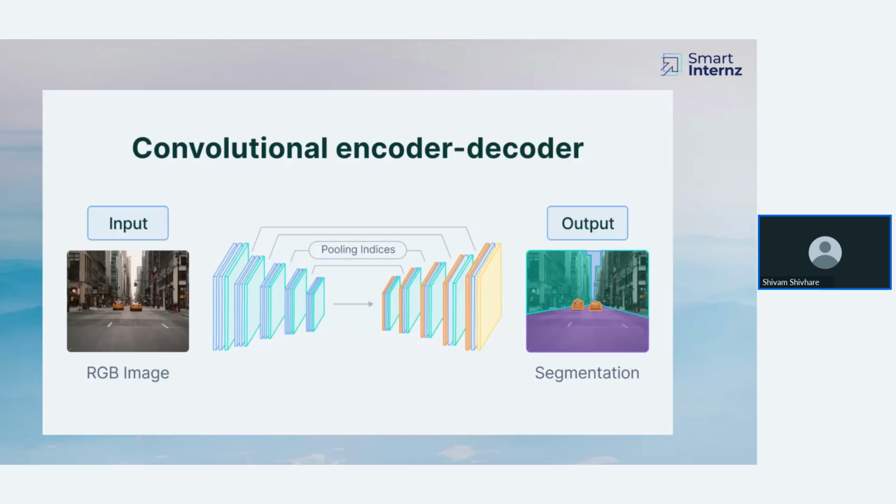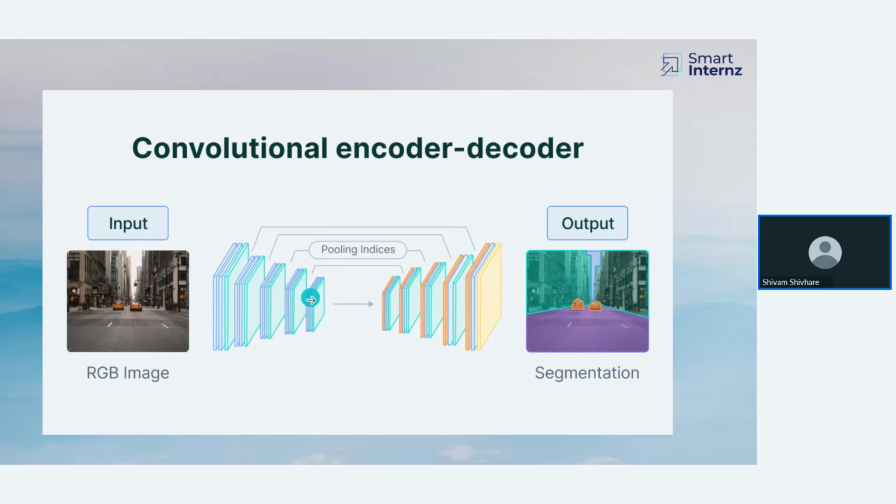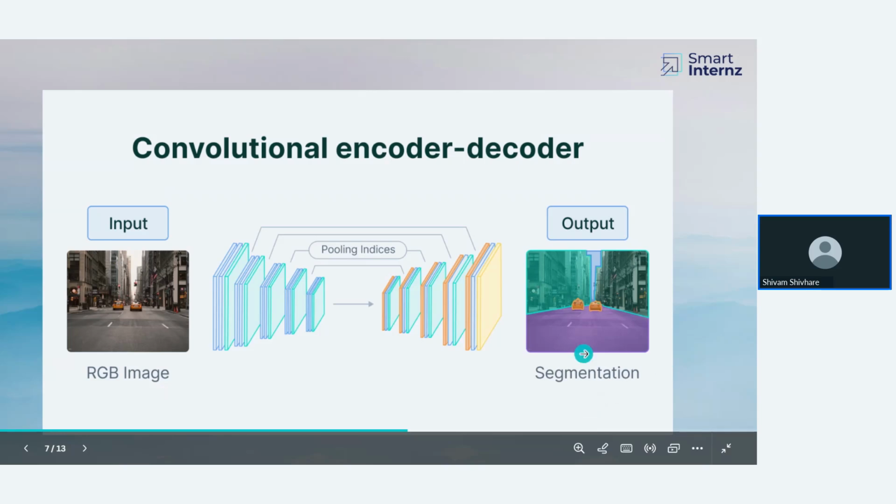You can see here, for example, if you feed this image, it will convert that big image into a small image. After that, it is going to make a single vector, and it starts reconstructing again to the same size as the image. You can see here, an RGB image is converted to a segmentation of this image, right? In this way, this encoder decoder is going to work.